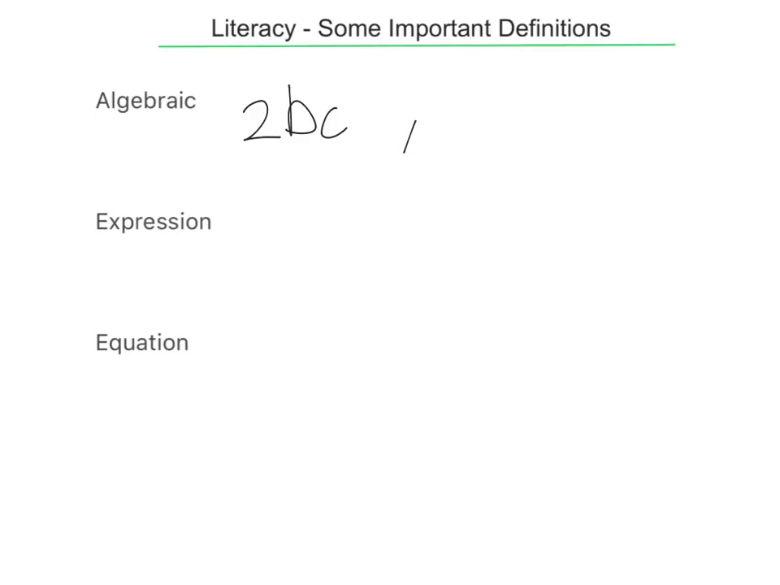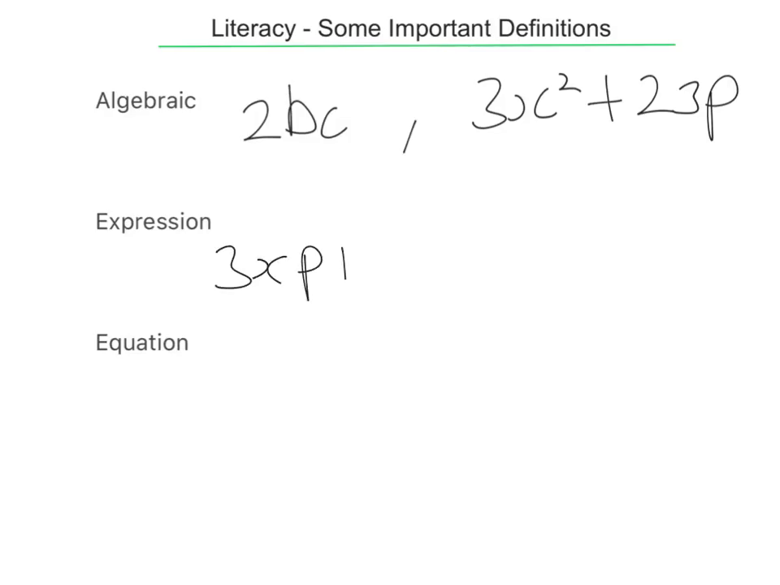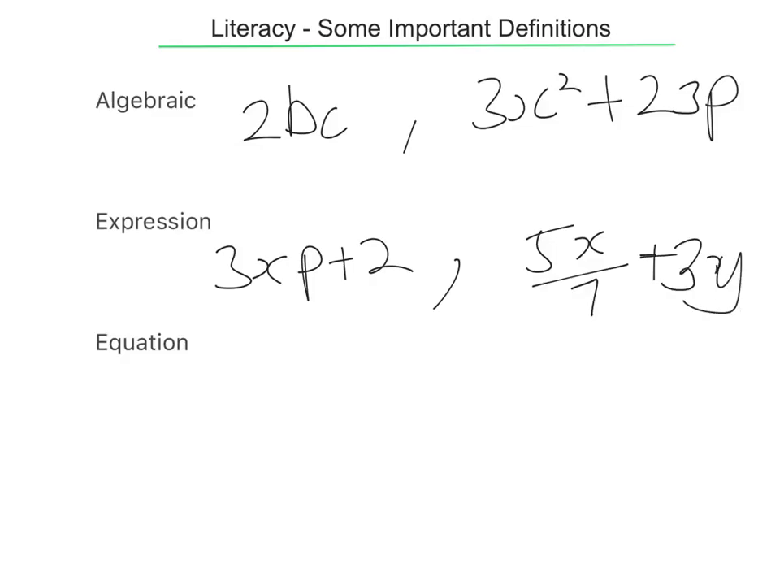Here are some examples. So you can see, really, they're just like terms, and they could be added together. An expression is a mixture of numbers, letters, and maths signs. For example, 3x plus 2 is an expression. 5x over 7 plus 3y is also an expression.